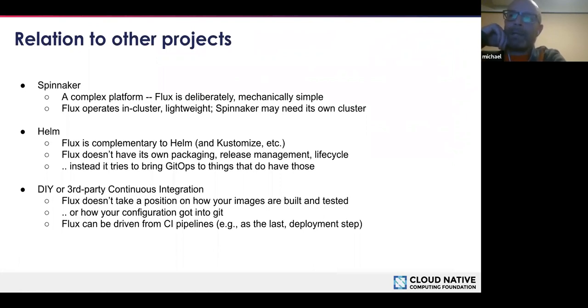And again, we are not trying to be a sort of general pipeline thing. We're just trying to do the one job well. You can use Flux composed with CI pipelines by driving image releases from the CI pipelines.